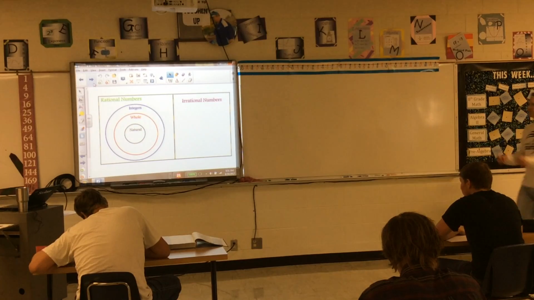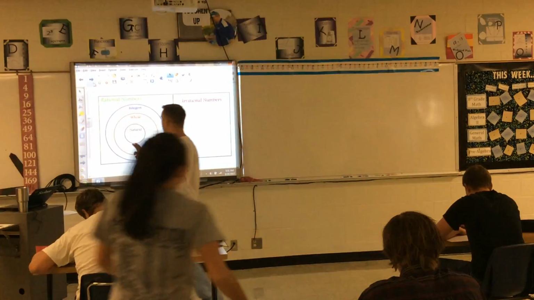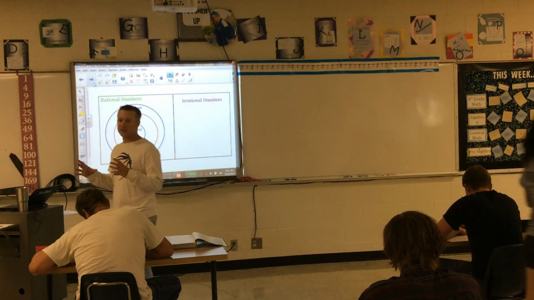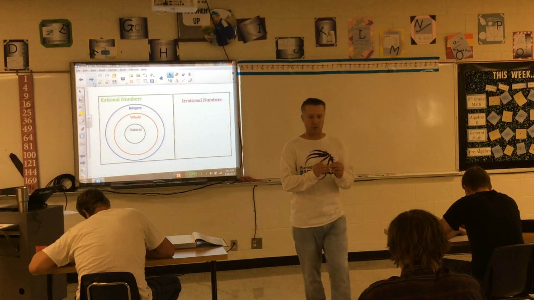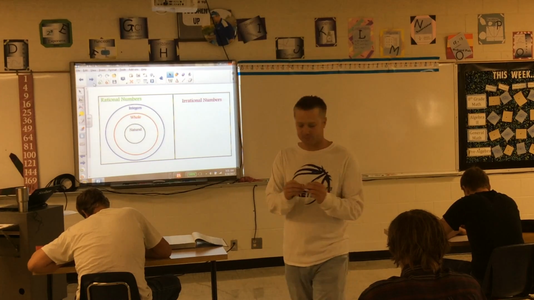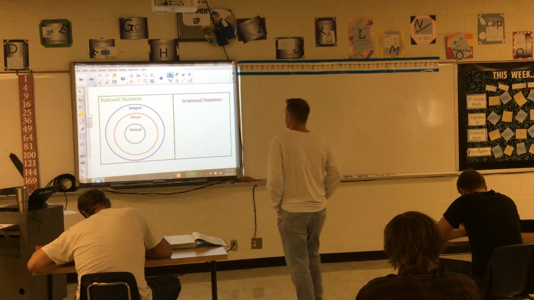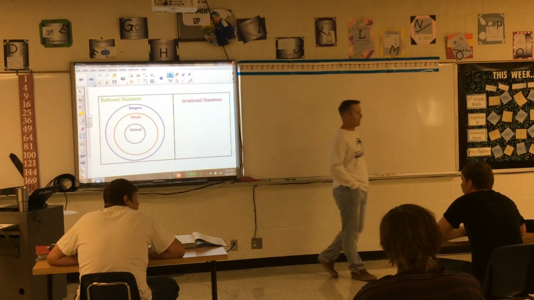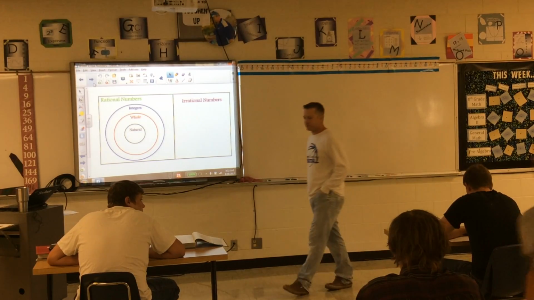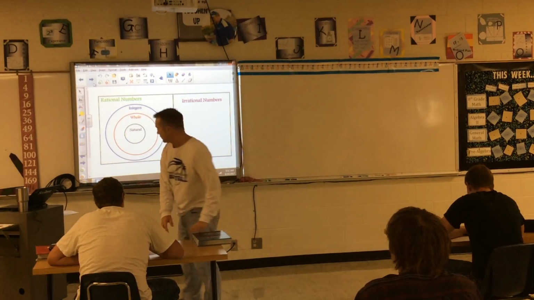Okay. Label the small circle natural, the white circle whole, the yellow circle integers, the red box is rational numbers, and then the green box is irrational. Okay? So the green box is irrational, the red box is rational, and the integer is whole and natural.